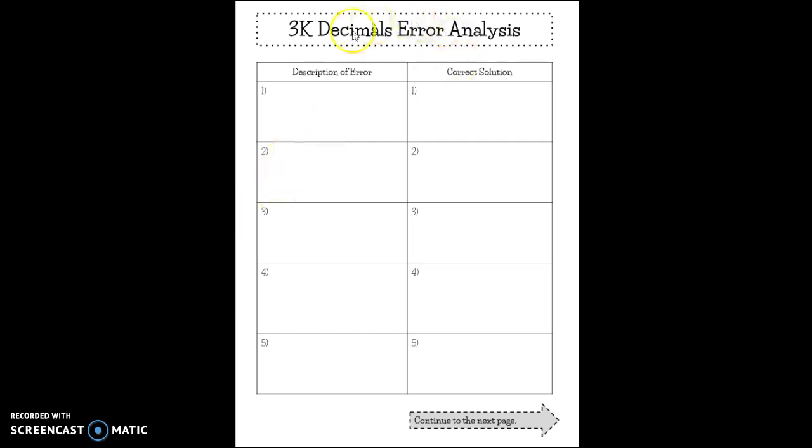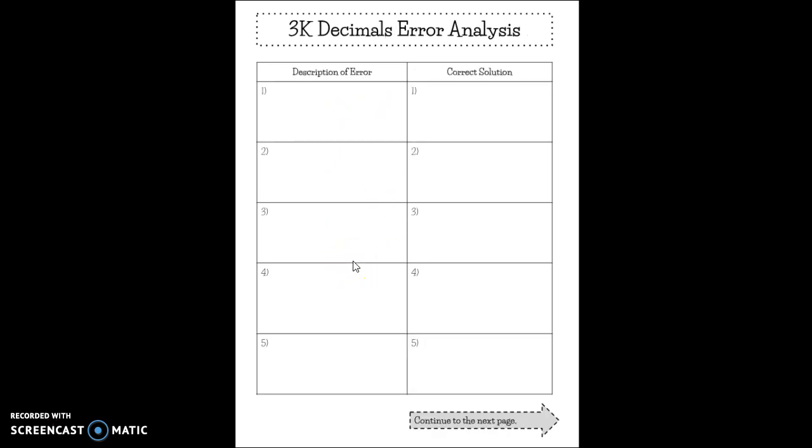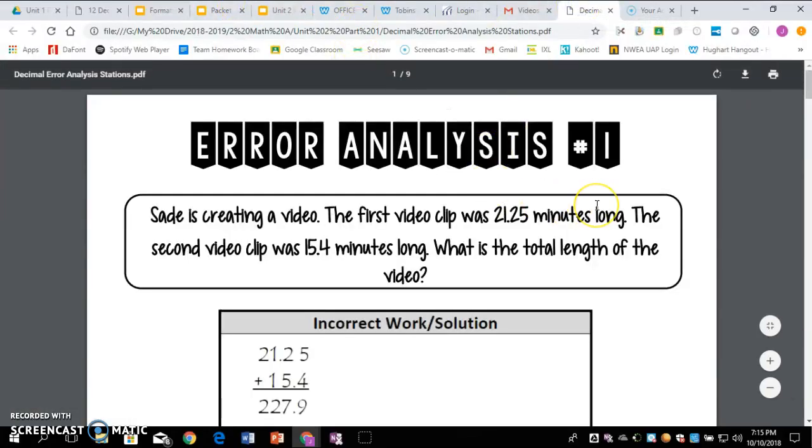So this is the page in your packet you're going to need, and if you notice, one side says description of error, the other side says correct solution. So you're doing 2 parts for each problem. And there is a second page, so make sure you continue on to that next page so that you do all 9 error analysis questions. So let me show you what those questions look like, just to give you a little preview.